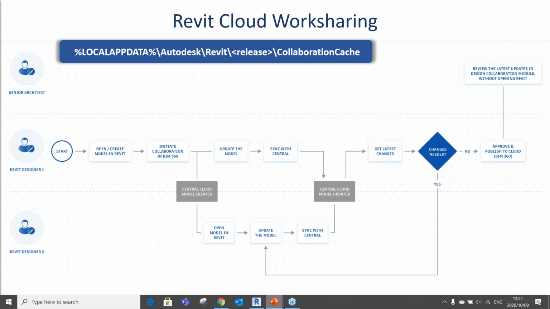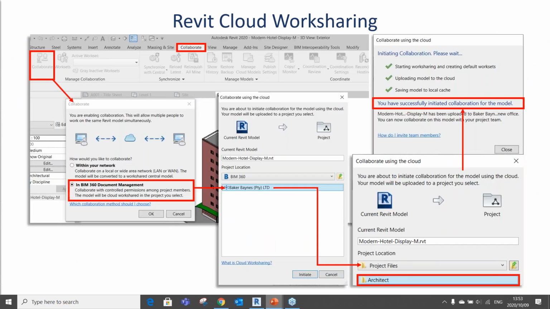of the cloud model. Okay, and then just to show you the workflow of enabling Workshare in the cloud from your Revit file. When you decide to collaborate, you would select your Collaborate tab and click your Collaborate option, and then you would select your Collaborate in BIM 360 Document Management option. Okay, once you've selected that, it will ask you, or you need to specify, the account on BIM 360 that you want to upload this file to.